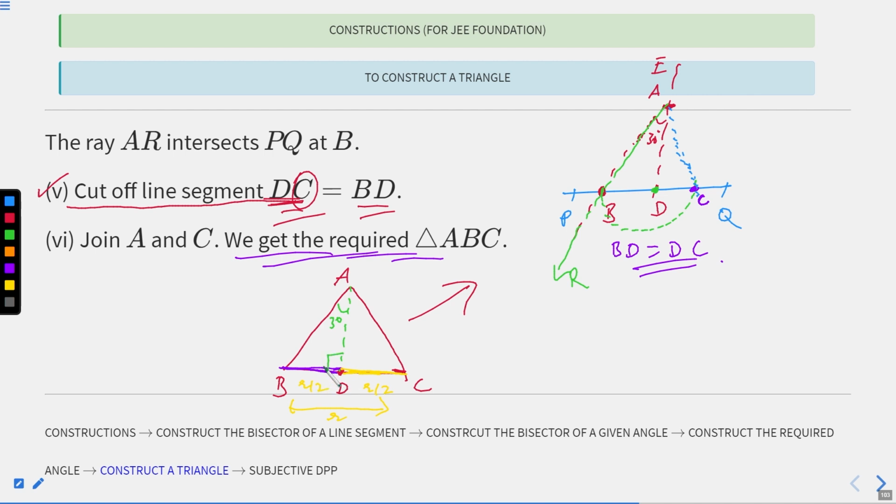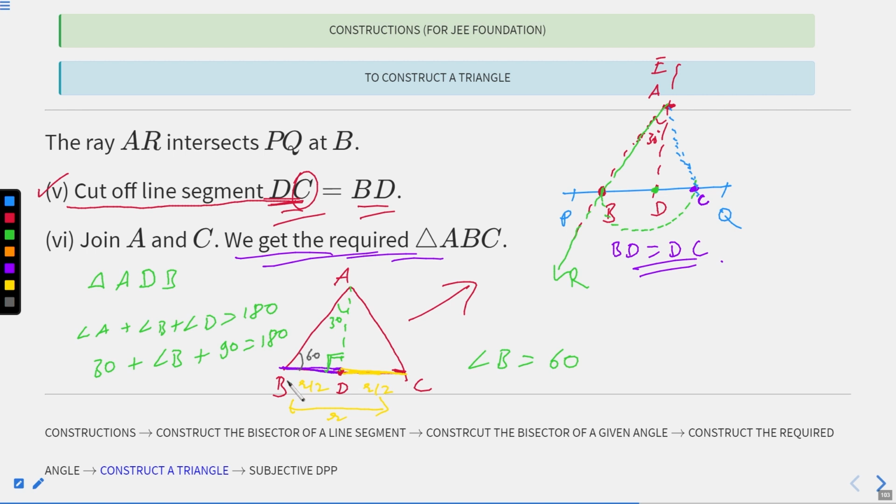We know this was our 90 degrees, and if you remember, the sum of the interior angles of a triangle is always equal to 180 degrees. So from this I can easily say that in triangle ADB, angle A plus angle B plus angle D is equal to 180 degrees. I know angle A is 30 degrees. I don't know angle B, but I know angle D. Angle D is 90 degrees, and the sum is 180 degrees. Now solve for angle B. I will get angle B as 60 degrees.